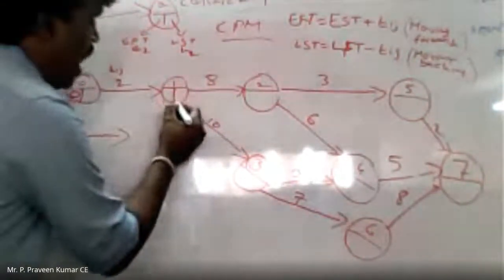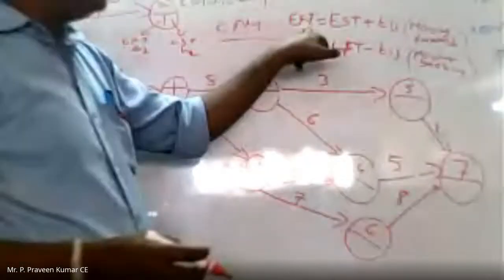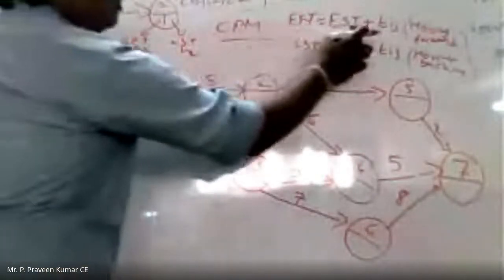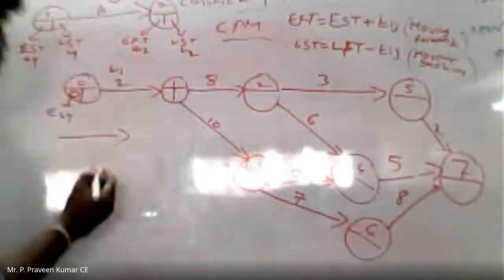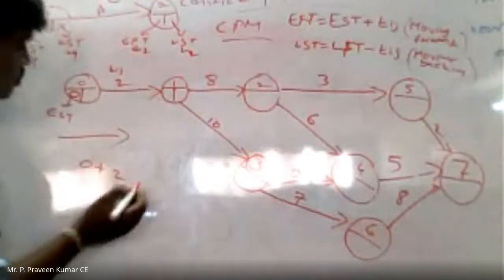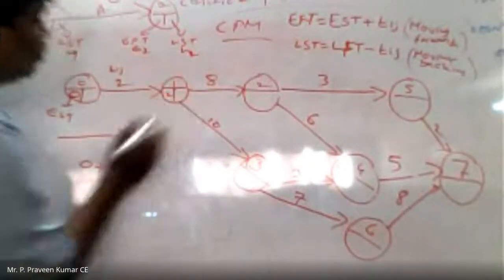Okay. Now I need to calculate EFT, the earliest finishing time of this particular project. How can I calculate the earliest finishing time? Earliest finishing time is equal to EST plus TIJ. EST is nothing but 0 plus 2. This is a 2.